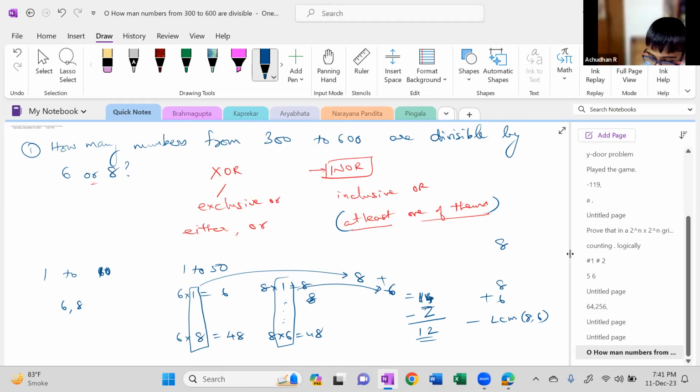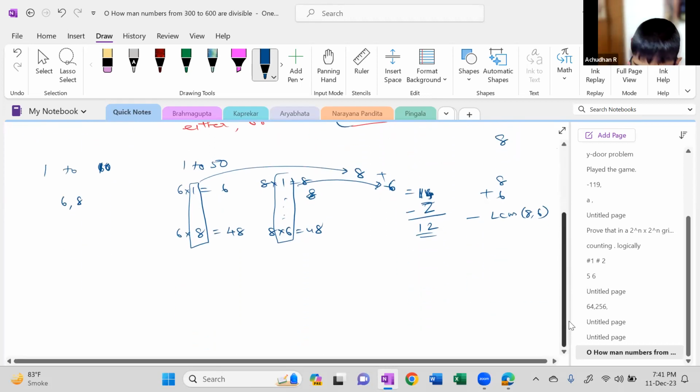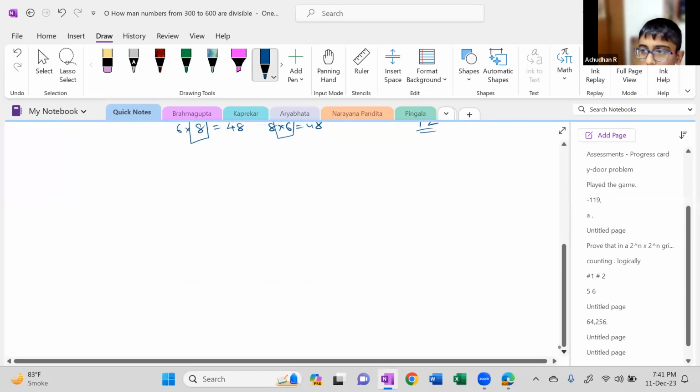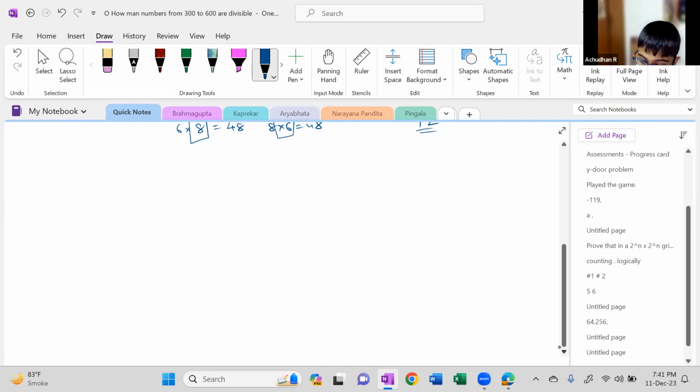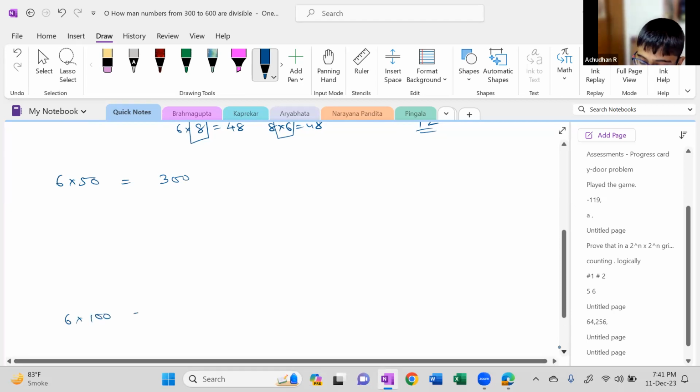Yes, sir. Actually, I did a similar method. I took the first multiple of 6, that is 300, and the last multiple, 600, and I checked which multiple of 6 they are correspondingly. 300 is the 50th multiple of 6, if I'm not wrong, and 600 should be the 100th multiple of 6. So there are 51 numbers divisible by 6.